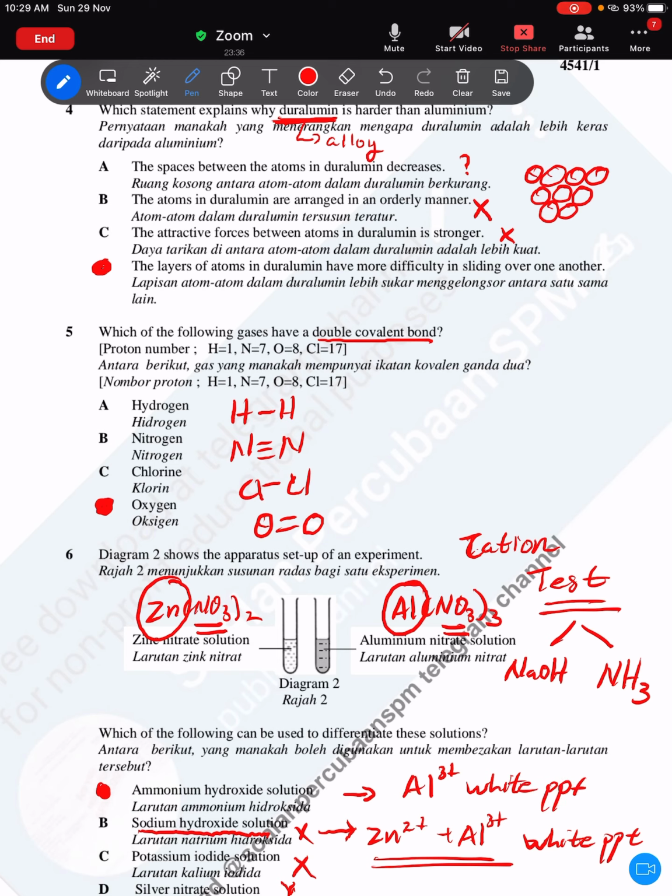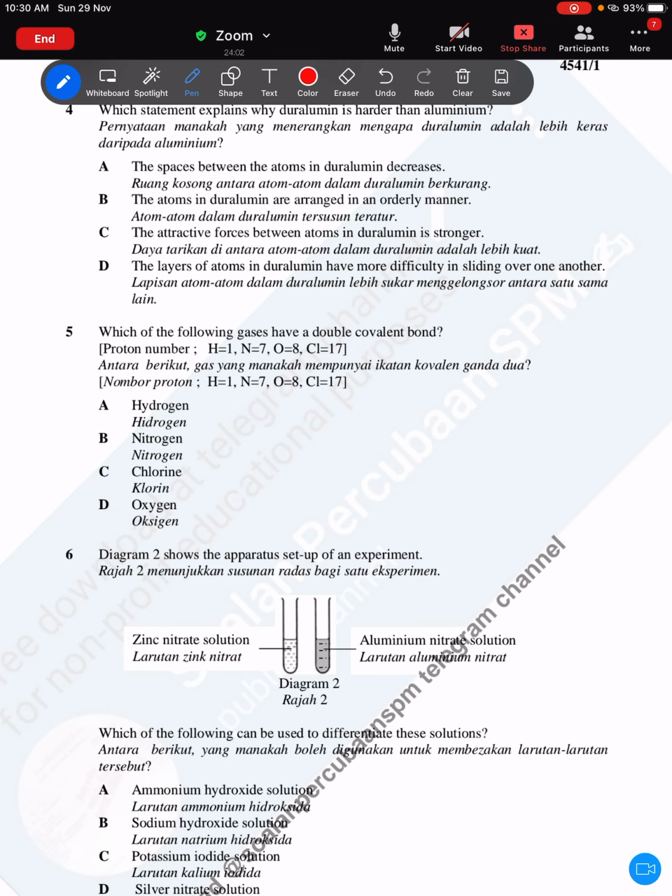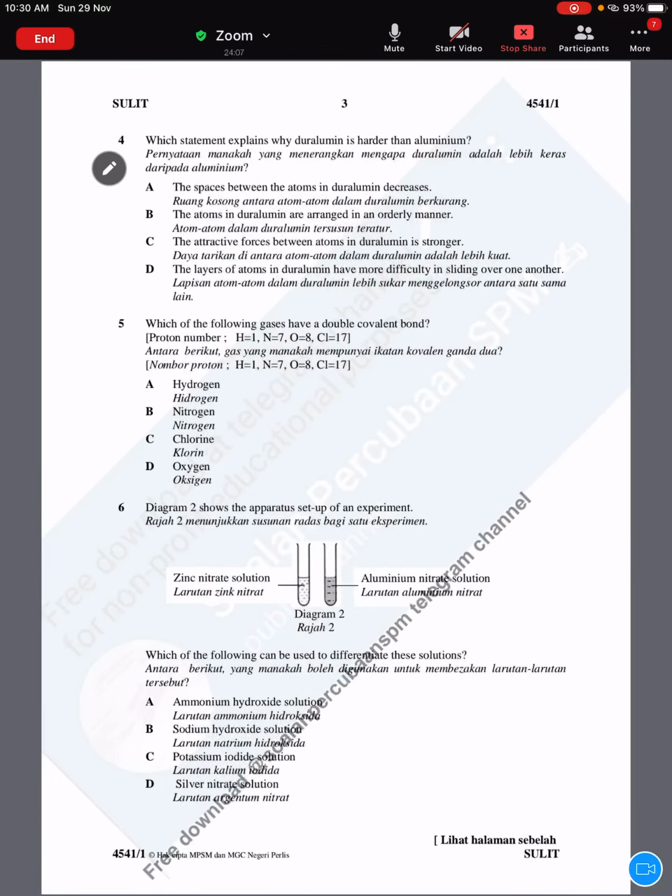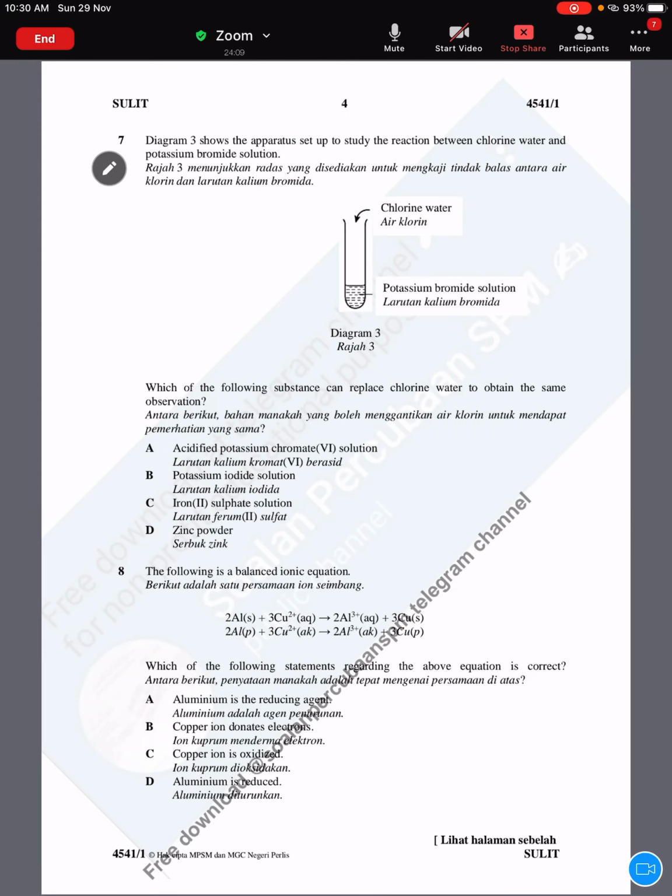So, in simple terms, if you are using ammonium hydroxide, then you can easily differentiate between the aluminium and the zinc, because the aluminium will have the precipitate, but the zinc doesn't have any precipitate. Understood? Yes. So we will move on because life needs to move on.